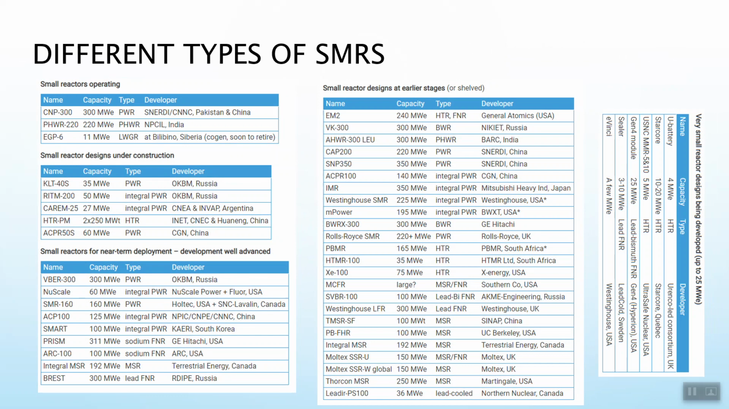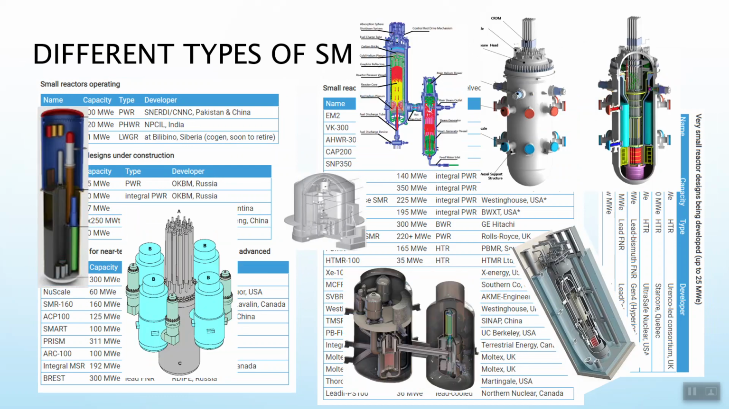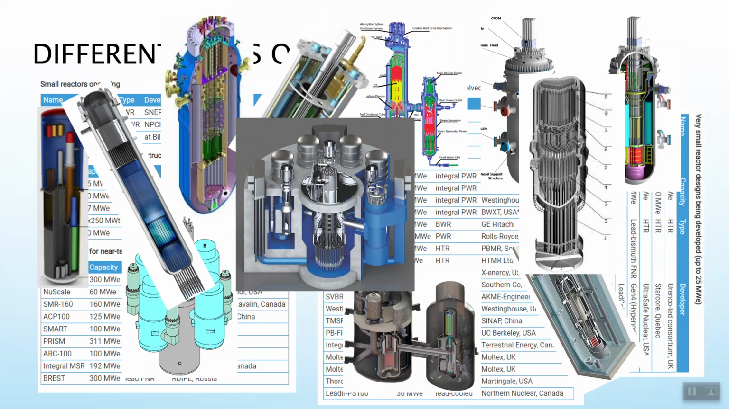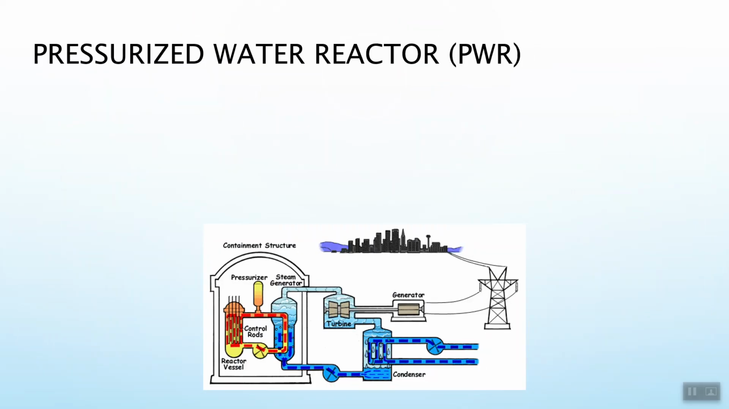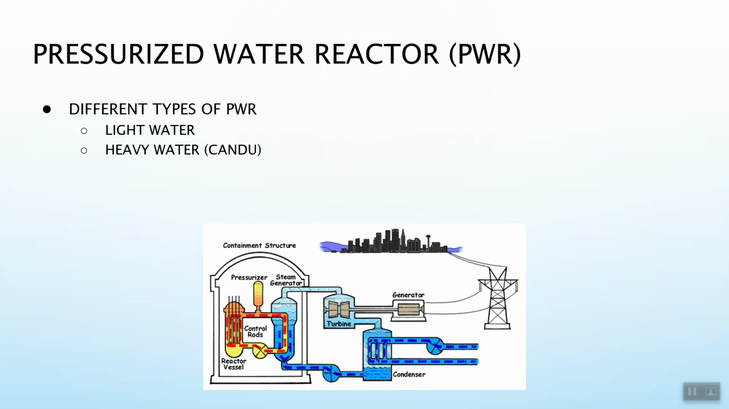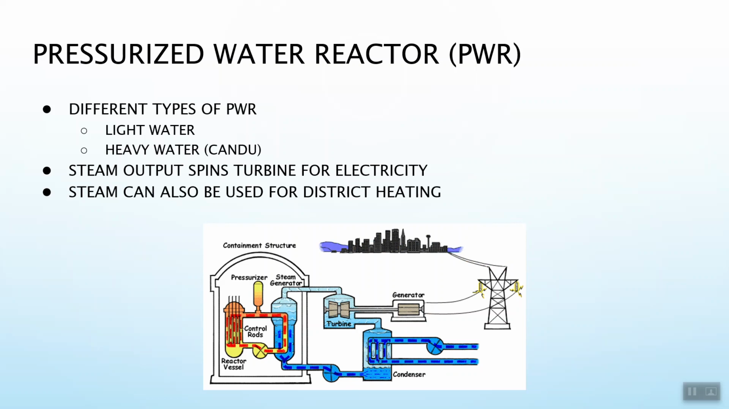There are many kinds of small modular reactors. Here are a few examples. We will only look at 3 in detail. The first one is a pressurized water reactor. There are 2 main types, light water and heavy water, also known as CANDU. This design outputs electricity by means of a turbine. It also outputs steam, which is extremely convenient for district heating.